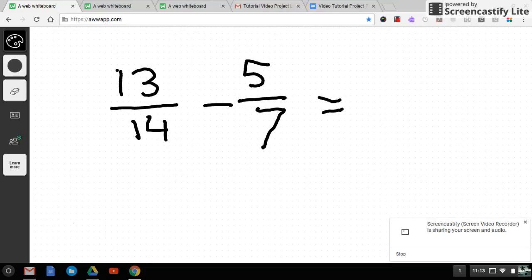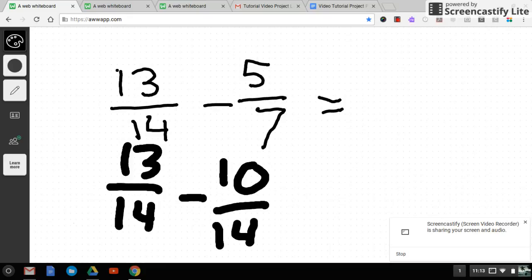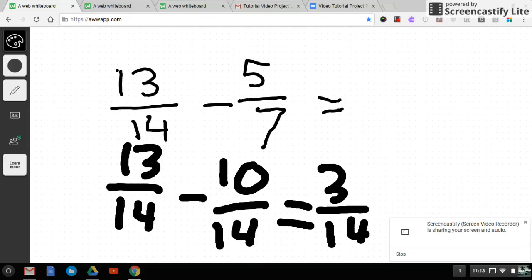To do this, you have to find a number both denominators have in common. So if we have 13 over 14 and 5 over 7, the common denominator would be 14. So we would rewrite it as 13 over 14 minus 10 over 14. And what we would do is subtract the numerators, so that would be 3, and we keep the denominator, so your answer would be 3 over 14.